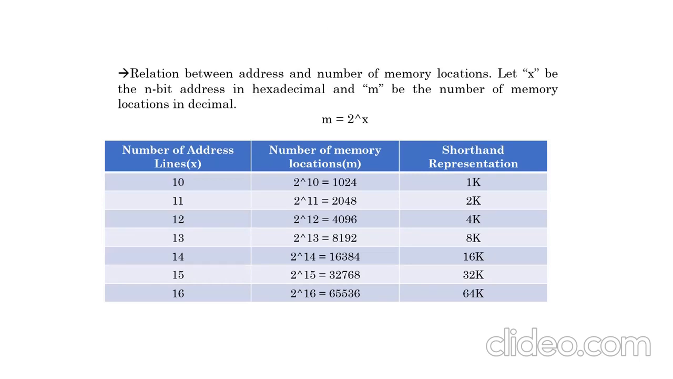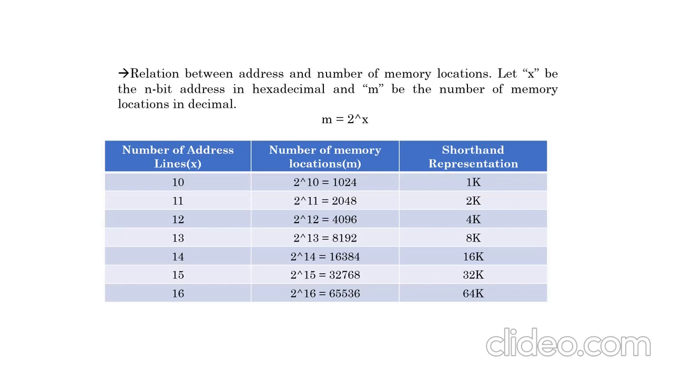Next, if there are 11 address lines, then the number of memory locations the processor can access is 2 power 11, which is equivalent to 2048. In shorthand, it can be represented as 2 into 1024. Since 1024 has already been defined as 1K, 2 into 1K gives me 2K. Similar is the case for the remaining address lines and their shorthand representations. Finally, 65,536 is 64 into 1K.